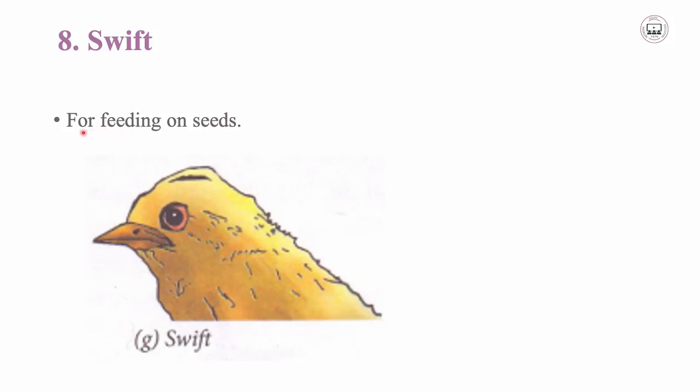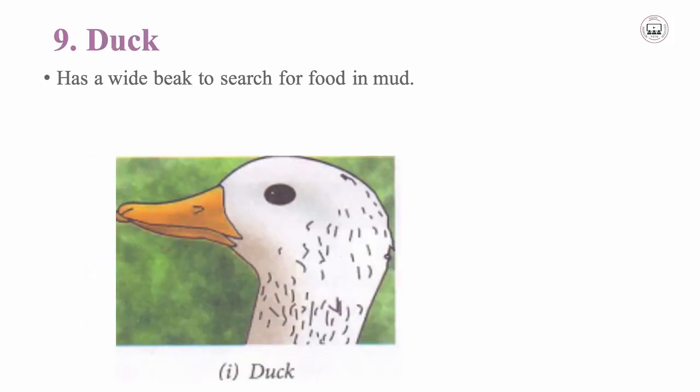The swift is another type of bird, which feeds on seeds. So the swift feeds on seeds, and uses this type of beak to feed on them. Then we have the duck. It has a wide beak to search for food in mud.